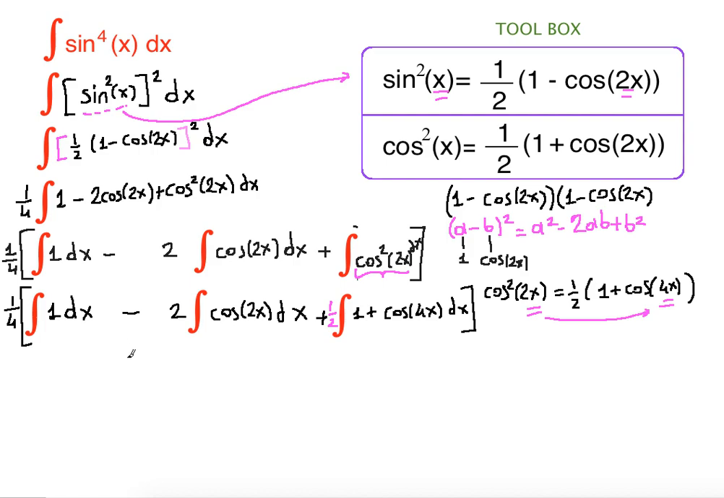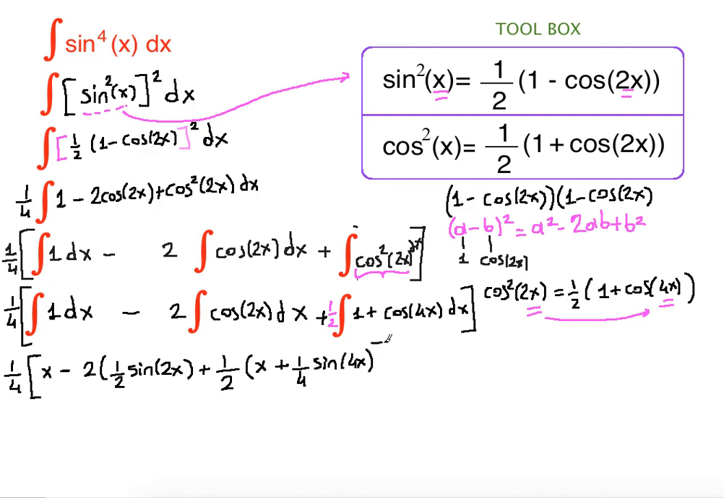Now we can write antiderivatives of each piece. 1/4 is in front. What is the antiderivative of 1 with respect to x? It is x minus 2 times, what is the antiderivative of cosine of 2x? It is 1/2 times sine of 2x plus, we have 1/2 here, 1/2 times, what is the antiderivative of 1? It is x plus, what is the antiderivative of cosine of 4x? It is 1/4 sine of 4x. And we have plus c outside of whole parentheses.